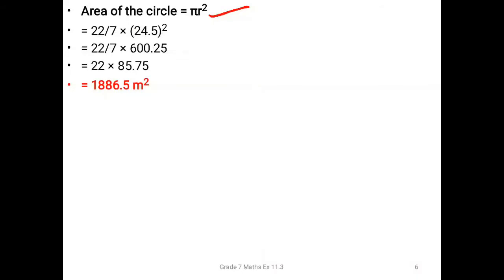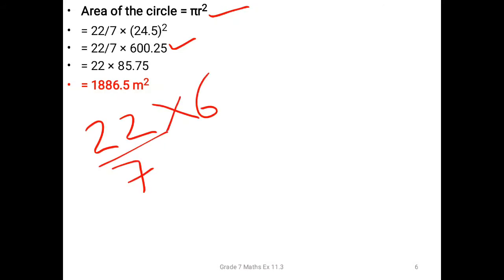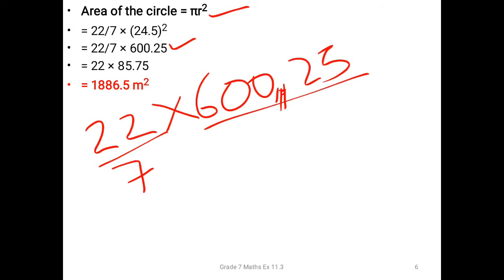First of all you have to find 24.5 into 24.5. So ignore the point, and 245 into 245 is 60025, and after two decimals you put the point. In this way you will get 600.25. Now let me solve it for you. 22 upon 7 into 600.25. Whenever you remove the point, you will divide by 100. Why 100? Because after the point there were two decimals.